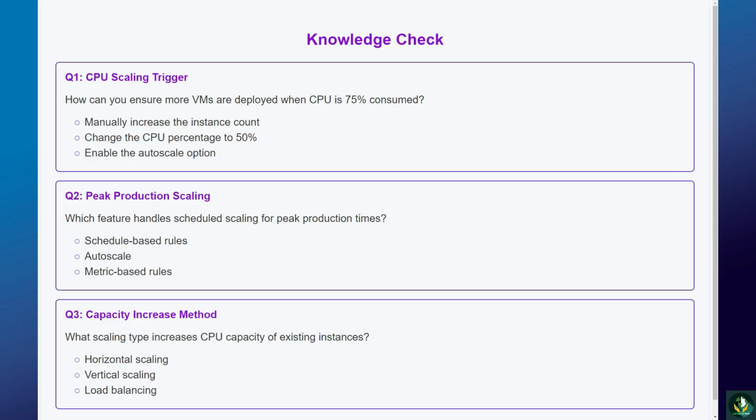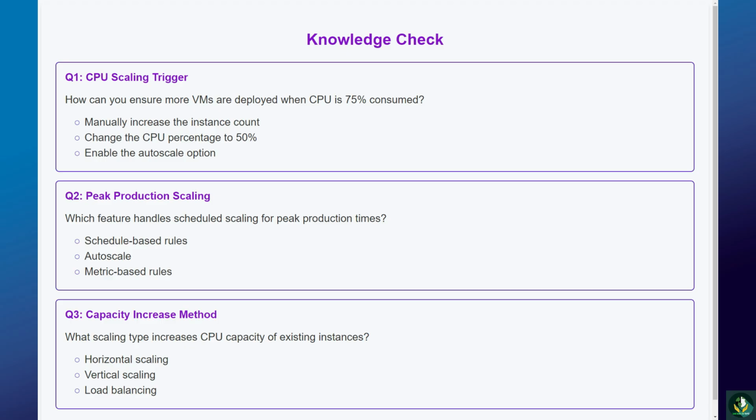Question 1. How can you ensure more virtual machines are deployed when the CPU is 75% consumed? Correct answer: enable the autoscale option. Explanation: the autoscale option is the key to automatically deploying additional virtual machines based on CPU consumption thresholds. Here's why this is the correct solution.